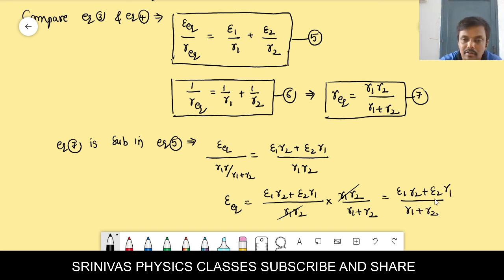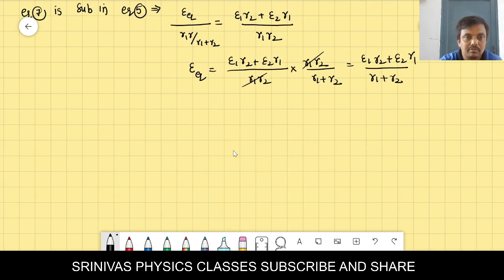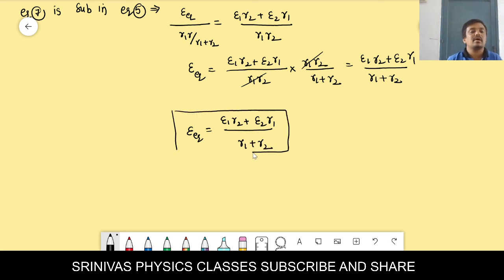This is the formula for the total EMF in the parallel combination, right? Okay, what is the final formula? That is, effective E equivalent is equal to E1 R2 plus E2 R1 by R1 plus R2. This is the formula for the effective EMF in the parallel combination, right?